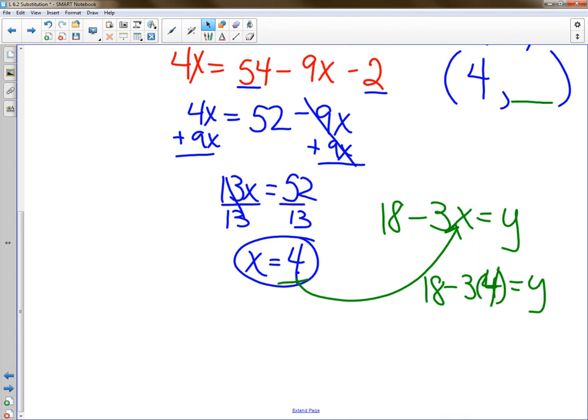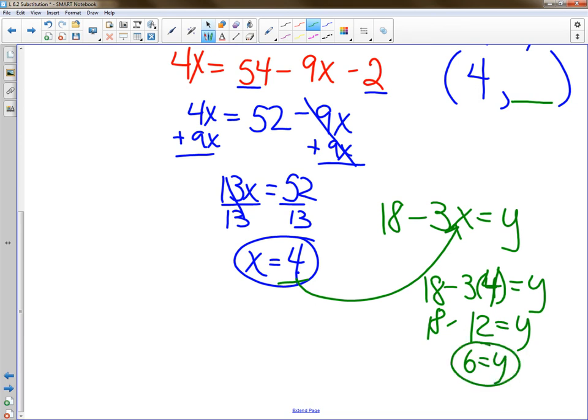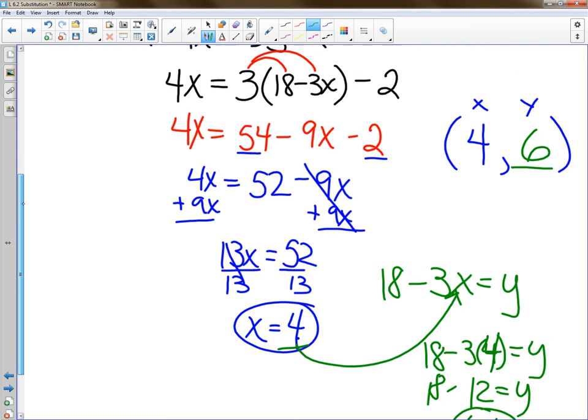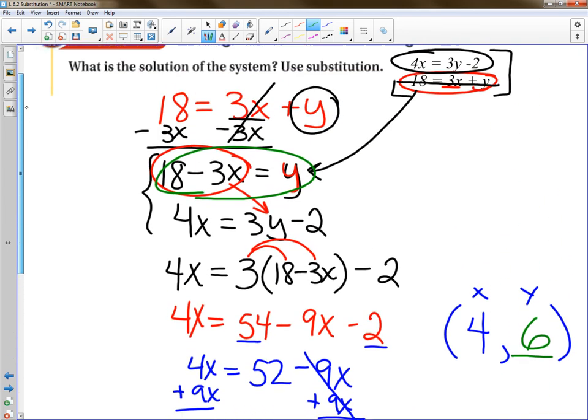3 times 4 is 12. 18 minus 12 is 6. So the entire solution for this linear system is 4, 6. And that's it. So if you're a person who doesn't like graphing, this is a method you can choose to use instead.